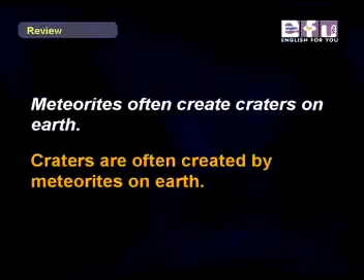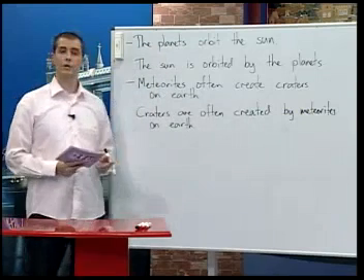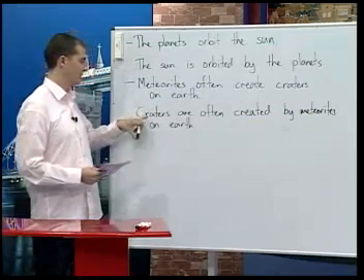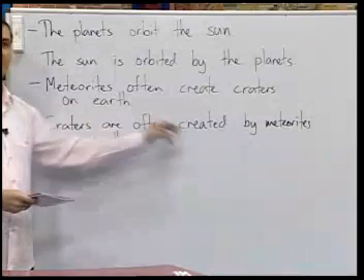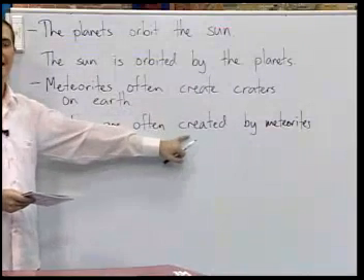Okay, Lewis, you do this one. Meteorites often create craters where on Earth? Craters are often created by meteorites on Earth. Good. Good answer. Craters are often created by meteorites on Earth. Be careful. This is crater. This is created. They are completely different. You remember crater? And this is create. It's like make. To make.